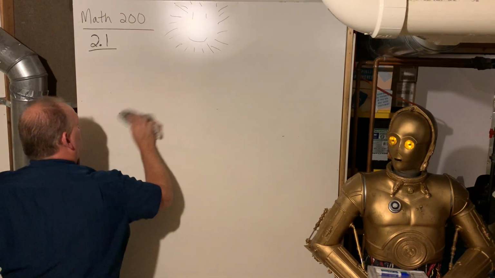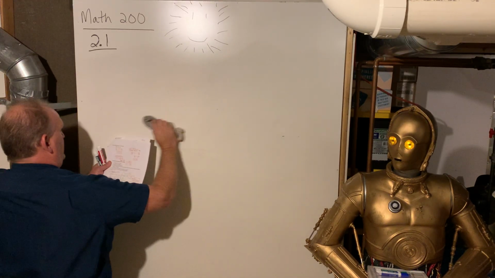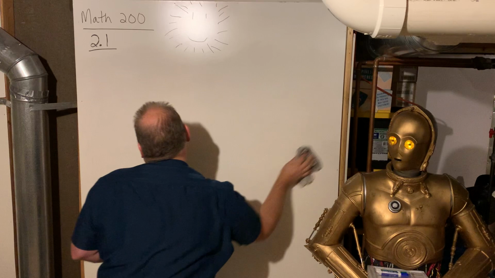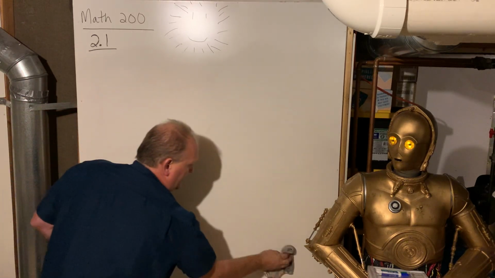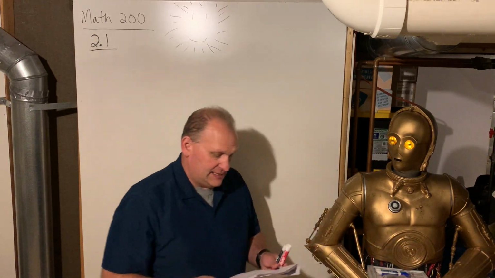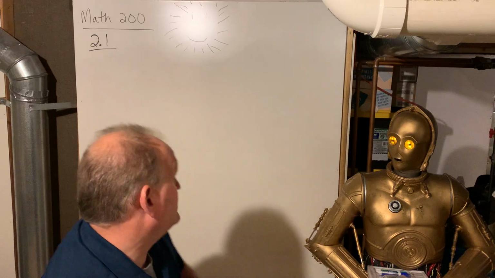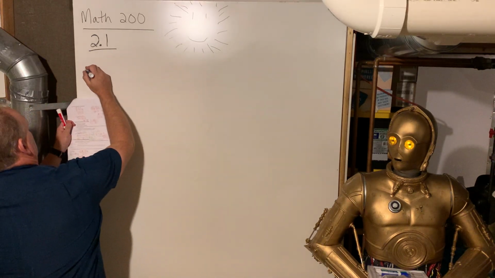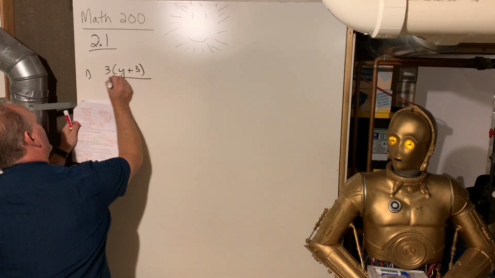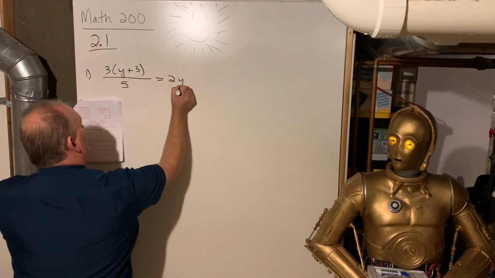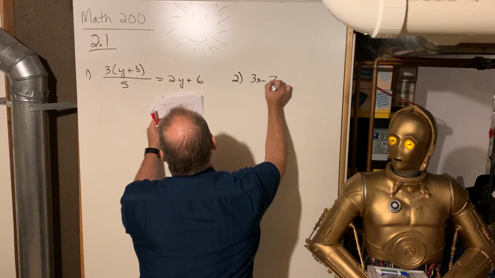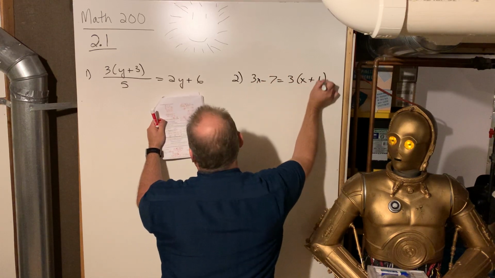So we're still on 2.1 in the packet. We're on page 2, and we're about halfway down. And so now we're going to work on some more interesting problems where there's some fractions. Oh boy, we love fractions. Got us some fractions here. 3 times y plus 3 divided by 5 is equal to 2y plus 6, and 3x minus 7 is equal to 3 times quantity x plus 1.